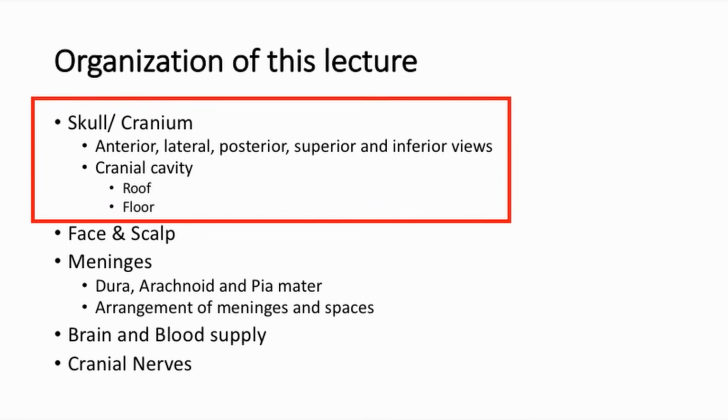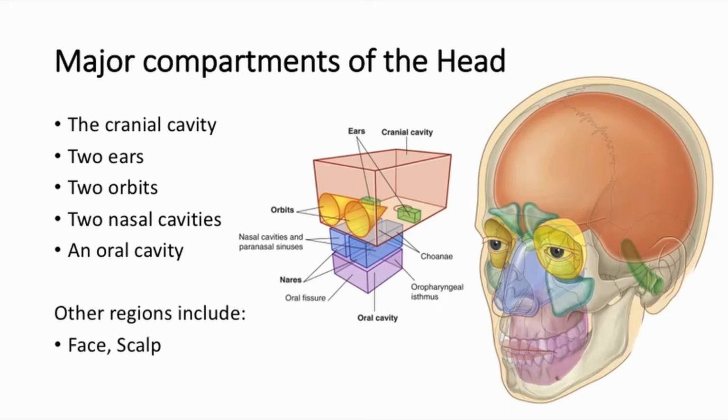Let's get into the organization of this lecture specifically. I'm trying to keep these integrated lectures to the section of the head because there's just so much. And so this one we're going to stay focused on the skull and cranium, which is kind of the external portions of this. And we'll go through the different views, the anterior, lateral, posterior, superior, and inferior views, as well as the cranial cavity. We look at the roof and the floor, and that's how we're going to break up this lecture here. So let's get into it.